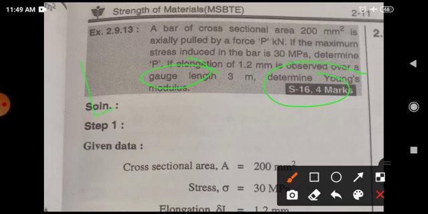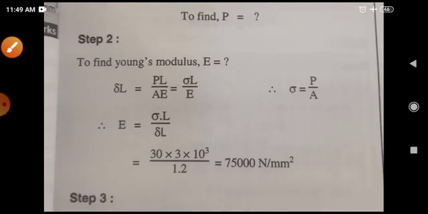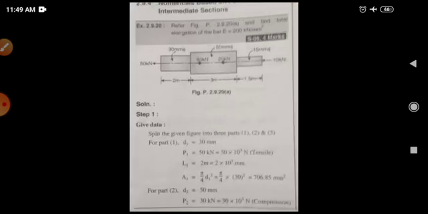Determine Young's modulus. Different words are just used; no change has been made in this problem. Young's modulus means modulus of elasticity, and gauge length is the original length. So nothing is changed, the same formula is given. You have to find P. Again, write this for P and you will have the answer. Now, the principle of superposition.